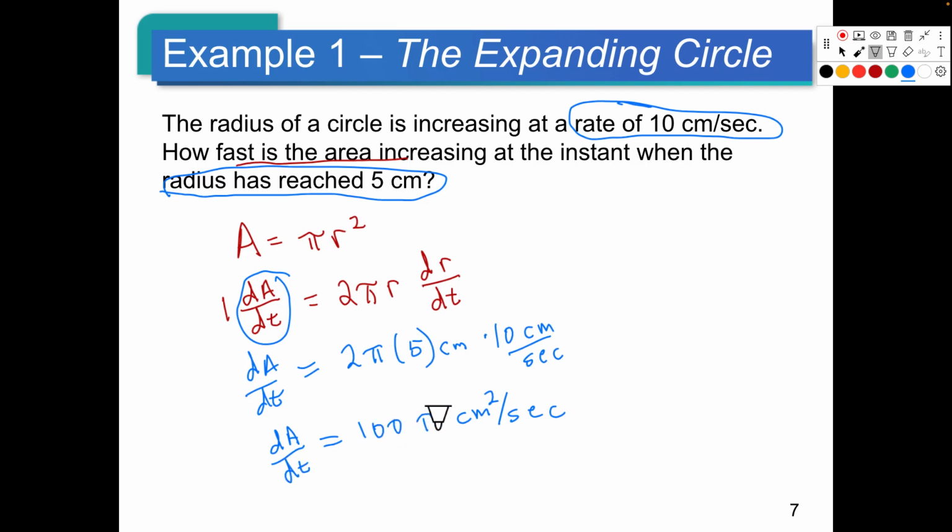Now you could take 100 times pi, because pi is 3.14. I think they go on to do that. That's 314 point something, right? But if centimeters squared per second. So we could write it that way as well. 100 times 3.14. The decimal, yeah, I think 314.